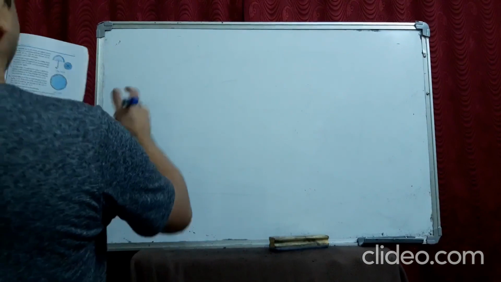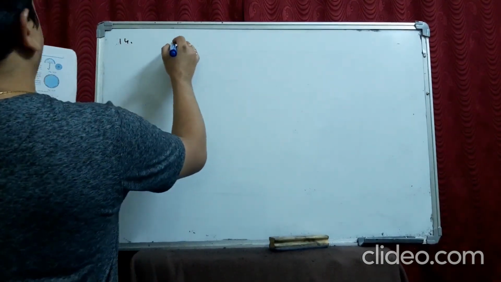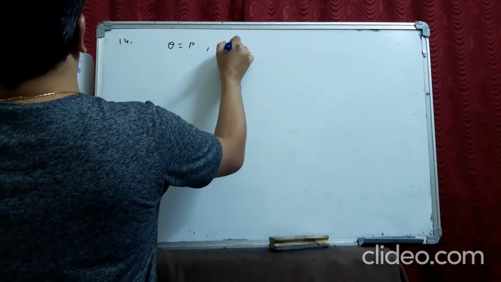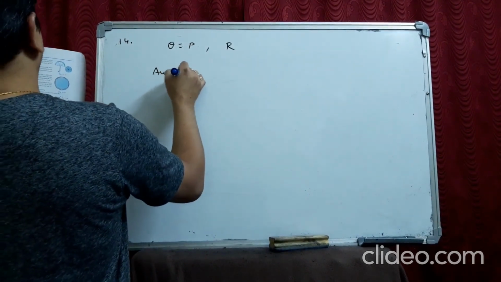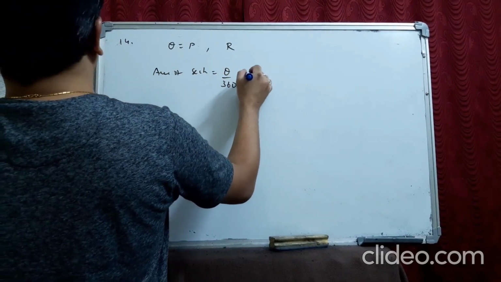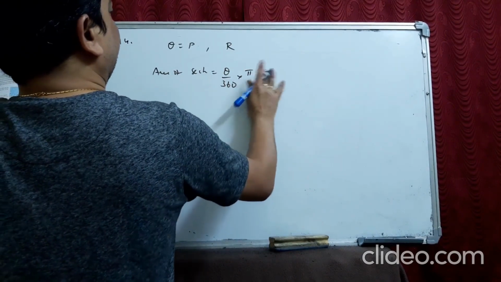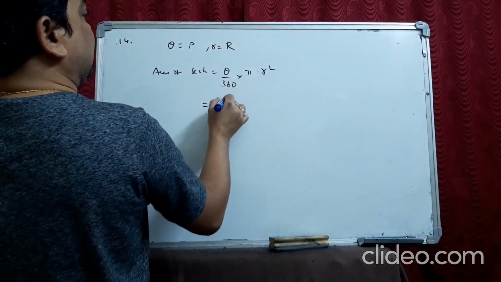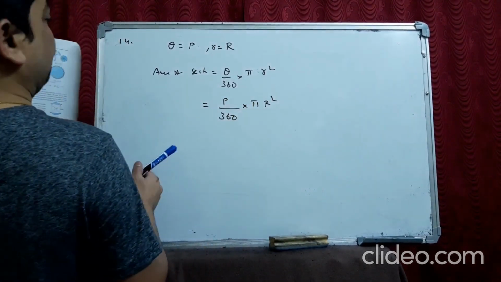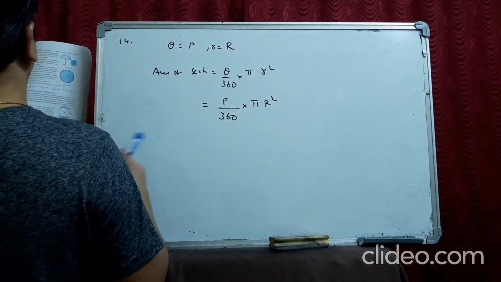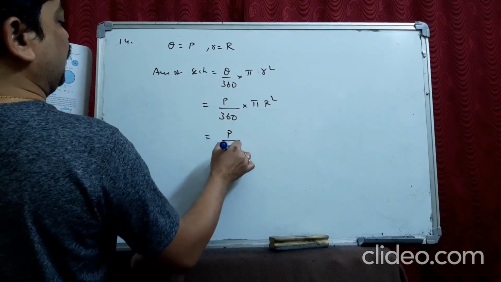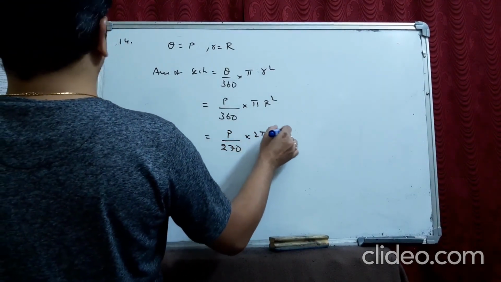See the 14th question. What did they say? Area of a sector of angle P. Theta is P here in degrees and radius is capital R. Area of a sector is equal to theta by 360 into pi r square. So theta is P by 360 into pi r square. If I multiply by 2 and divide by 2, it becomes P by 720 into 2 pi r square, which is the last option.